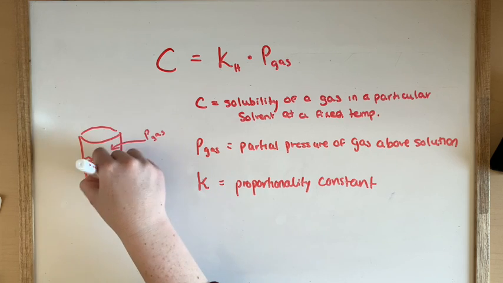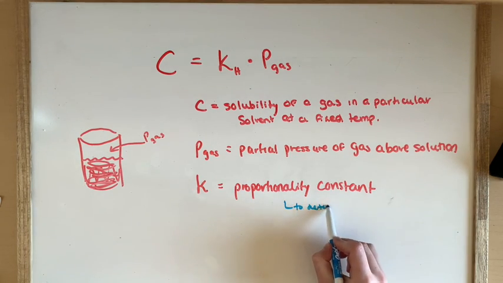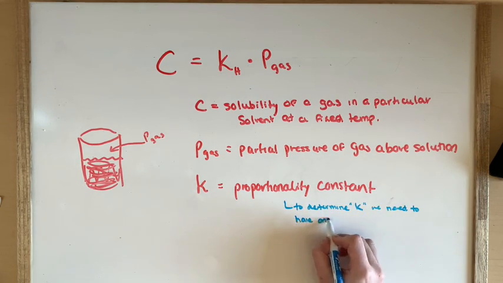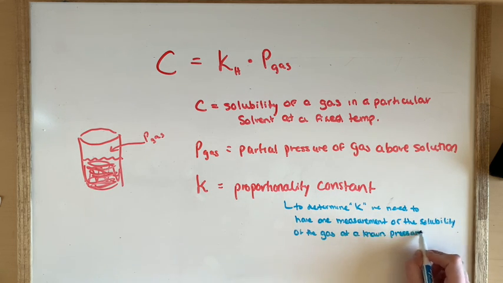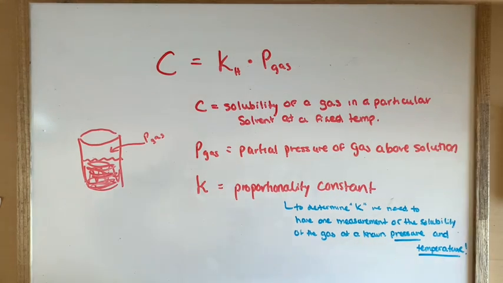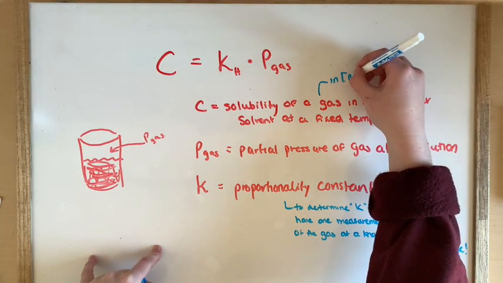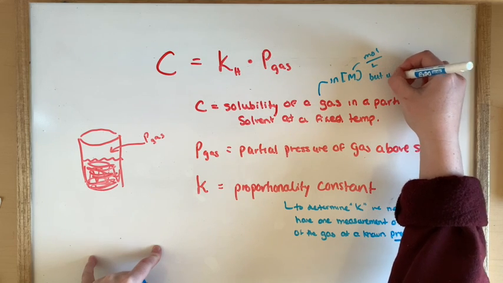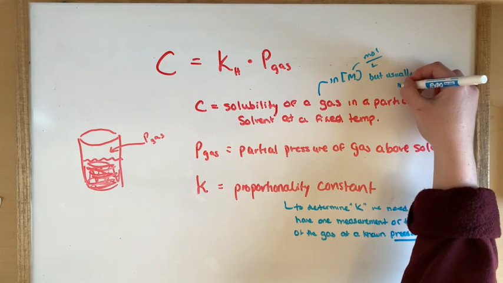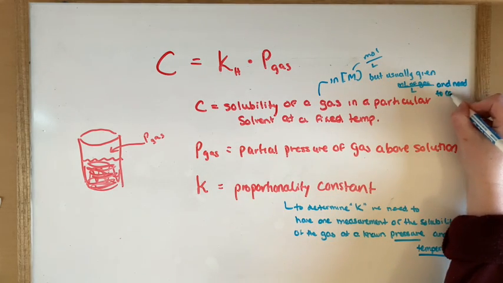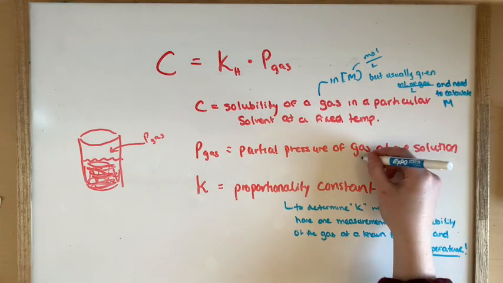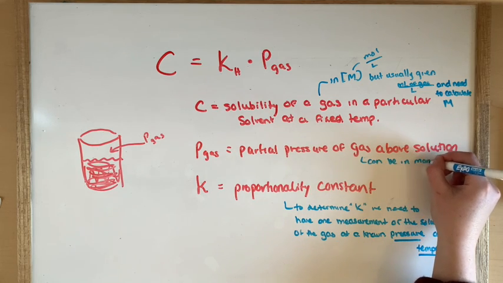You can see the partial pressure of the gas above the solution. So to determine the K value, you need to have one measurement of the solubility of the gas at a known pressure and temperature. We measure the solubility of the gas in molarity, but you're usually given milliliters of the specific gas in the question per liter, and you use this to determine the molarity of the gas.